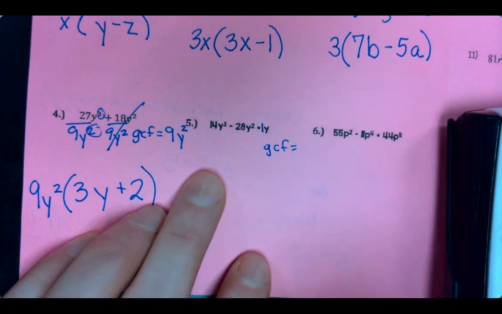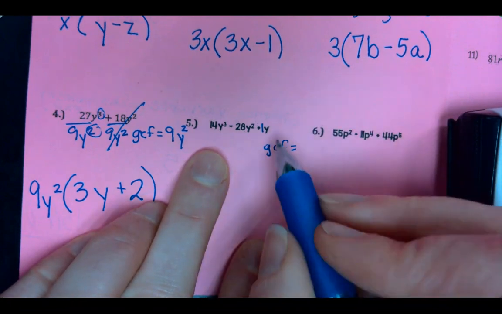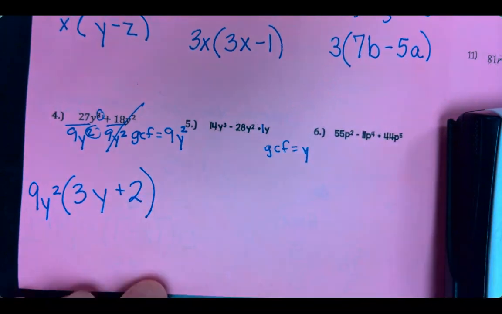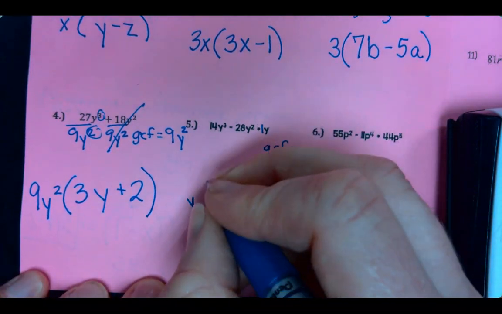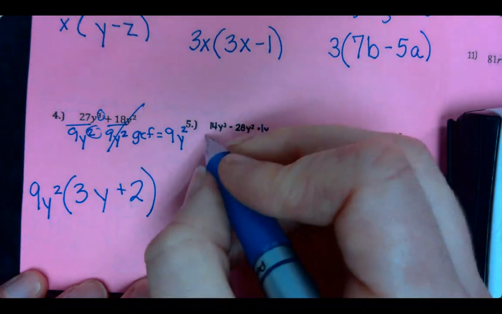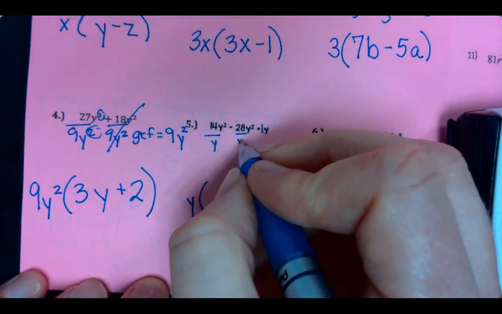But we can do our lowest variable exponent. So y squared, and y cubed. So they all have y in common. So y is going to be factored out. Roll it out. And then divide by y all the way through.